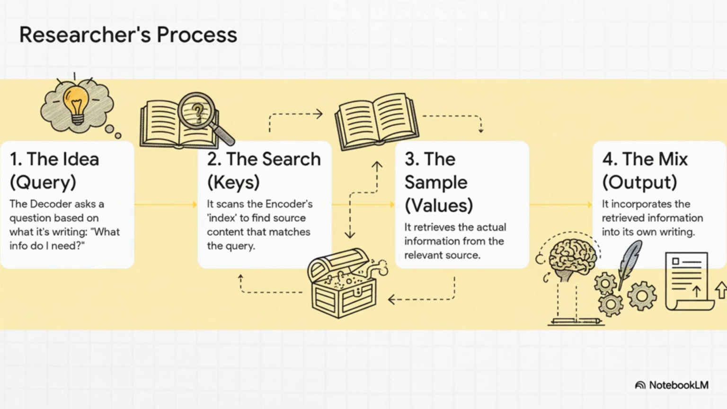That's your query. It's a question. What do I need right now? Step 2. You take that idea and you start flipping through your classic records, scanning the labels. Those labels are the keys. They tell you what's on each track. Step 3, you find a label that matches your idea and you pull the actual audio snippet, the value. And finally, you mix that sample right into your new song.